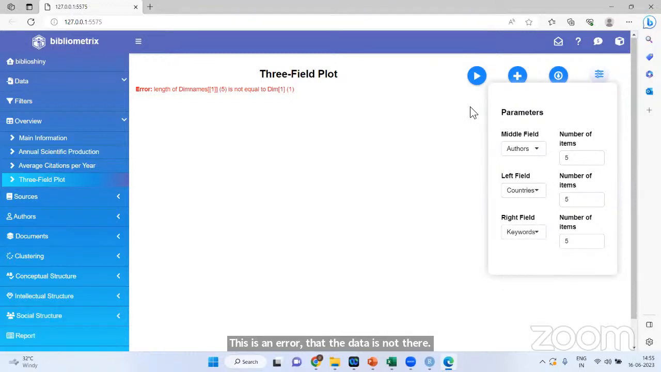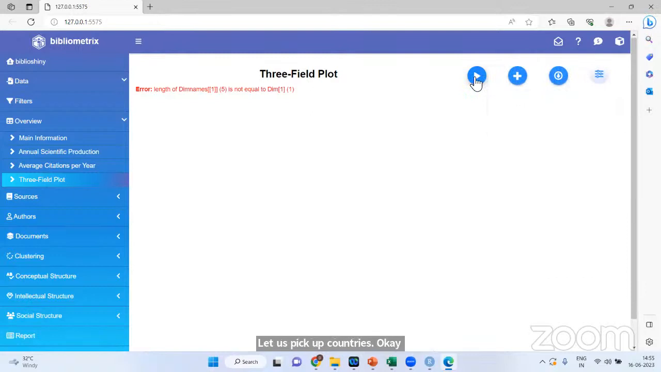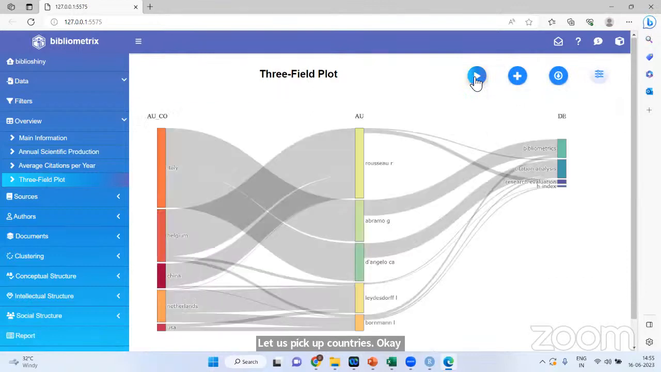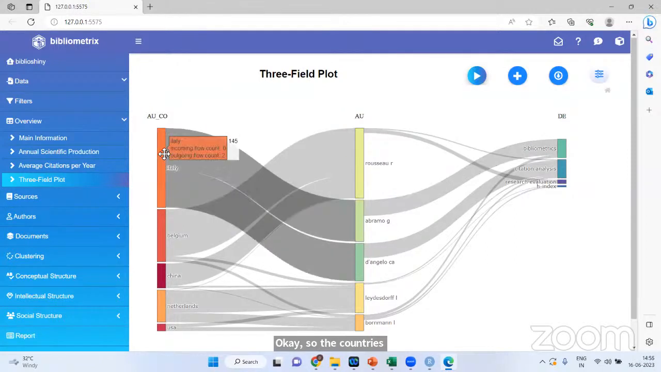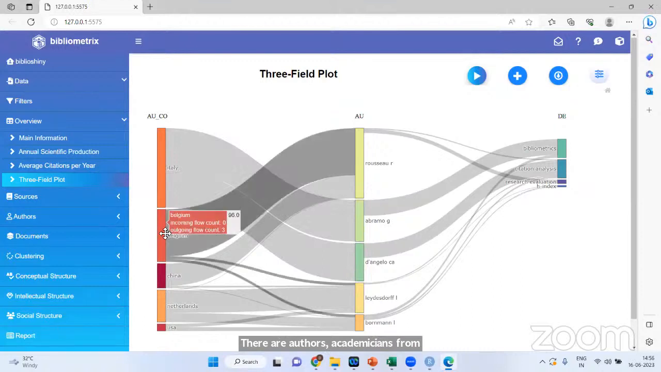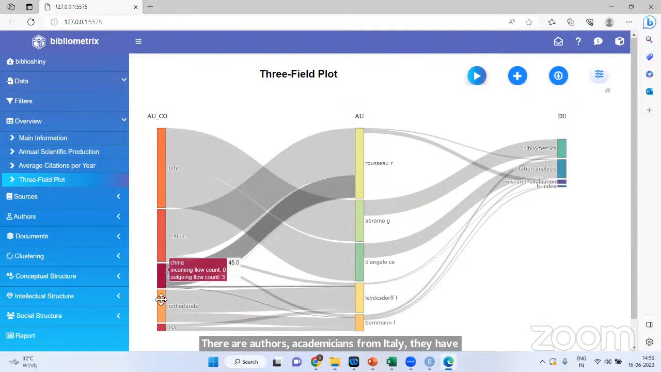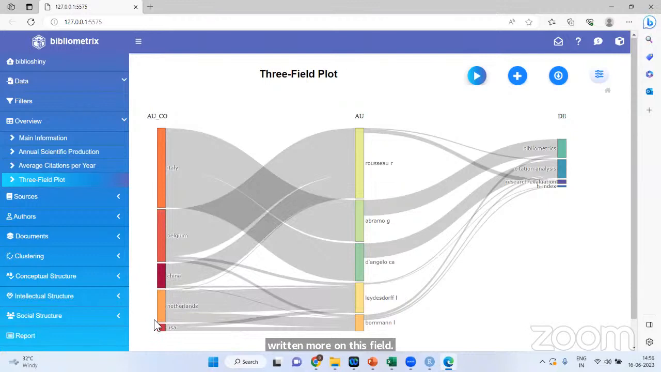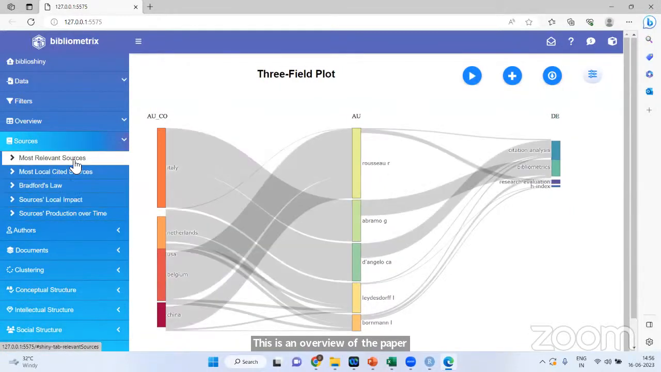Let us pick up countries. Okay. So the countries, there are authors, academicians from Italy, who have written more on this field, Belgium, China, Netherlands, and USA, top 5 countries. This is an overview of the three fields plot. Now comes the sources. Most relevant sources.